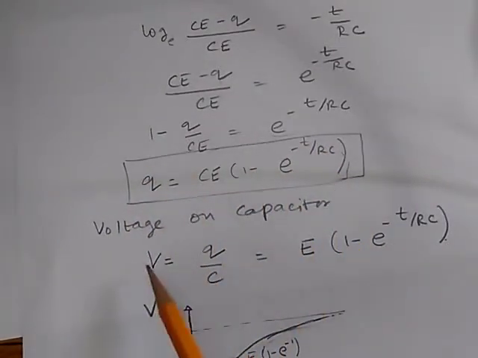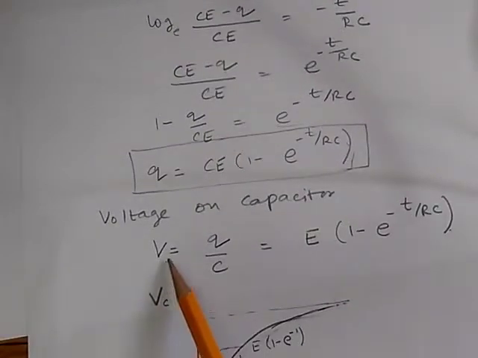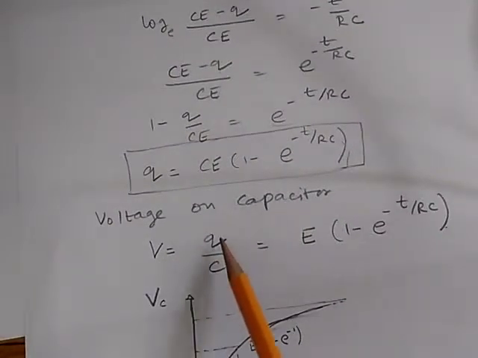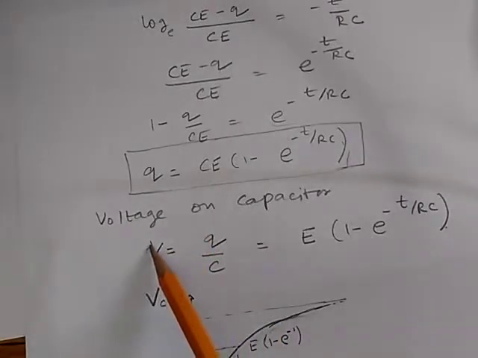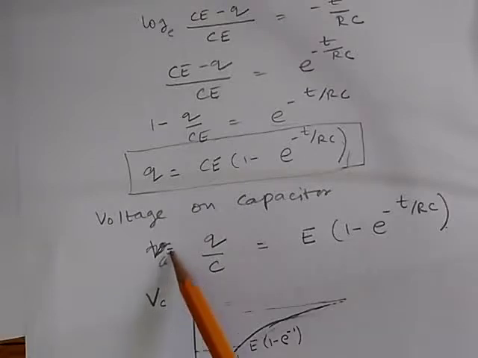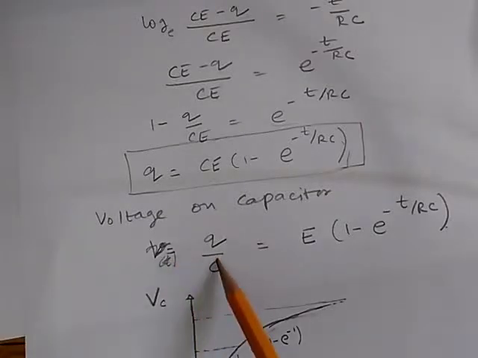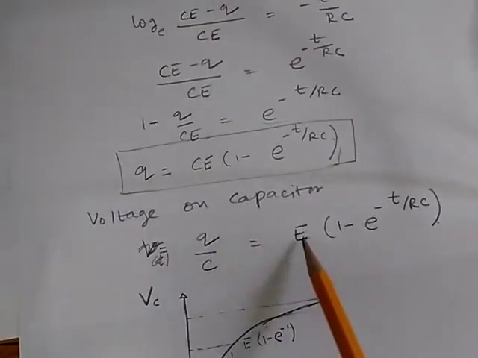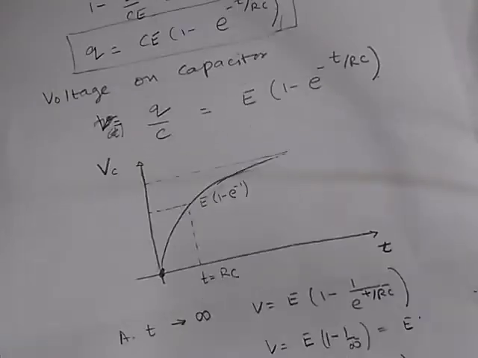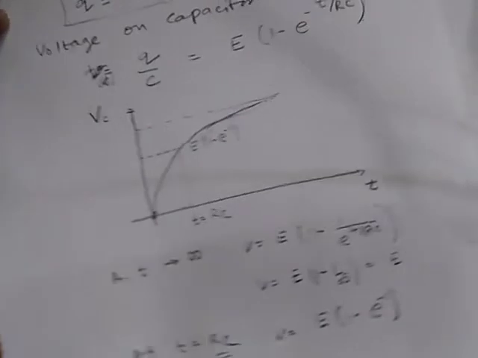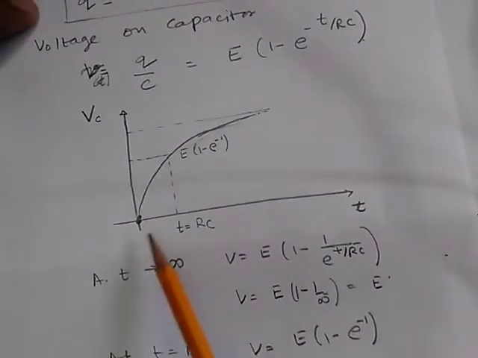If you want to find the voltage on this capacitor, this is given by q by C, and q we know is a function of t. When we say the voltage on the capacitor, it's probably better to write it as a small v, a function of t, equal to q by C, which is equal to E multiplied by (1 minus e to the power minus t by RC). And this is a plot of v with respect to time.